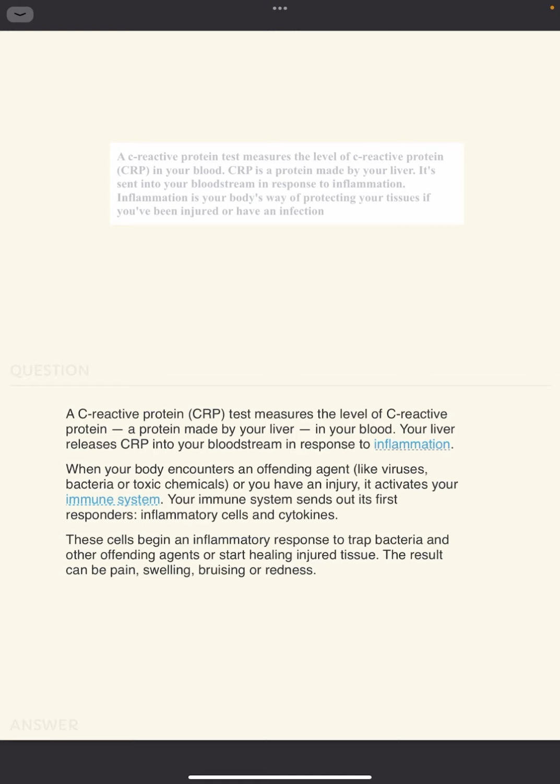When your body encounters offending agents like virus, bacteria, toxic chemicals, or you have an injury, it activates your immune system. Primarily, it knocks the door. Like when an unknown person comes to your home, they knock the door, right? Then you open the door, and they may come inside. Like that, the pathogen first starts knocking the door, and the door is our body, to enter the body.